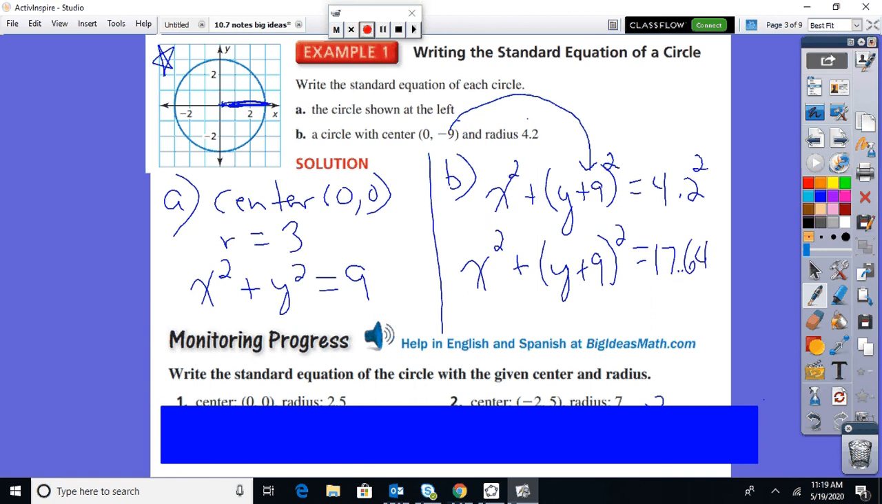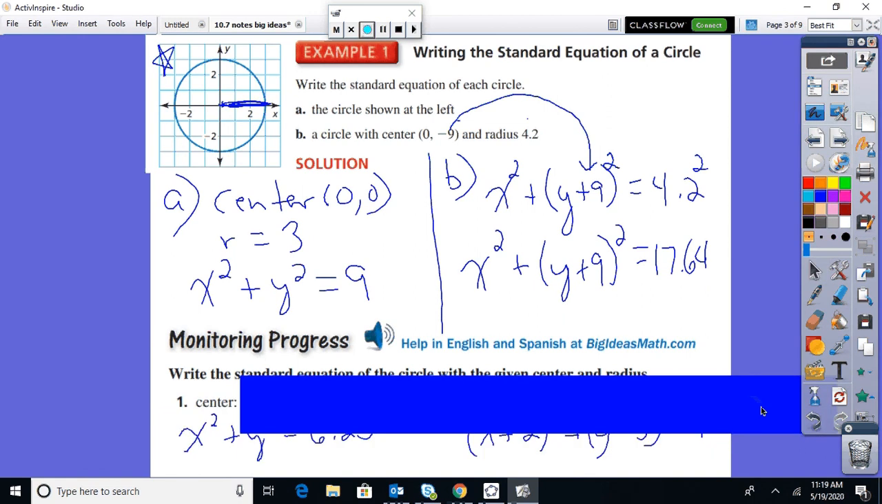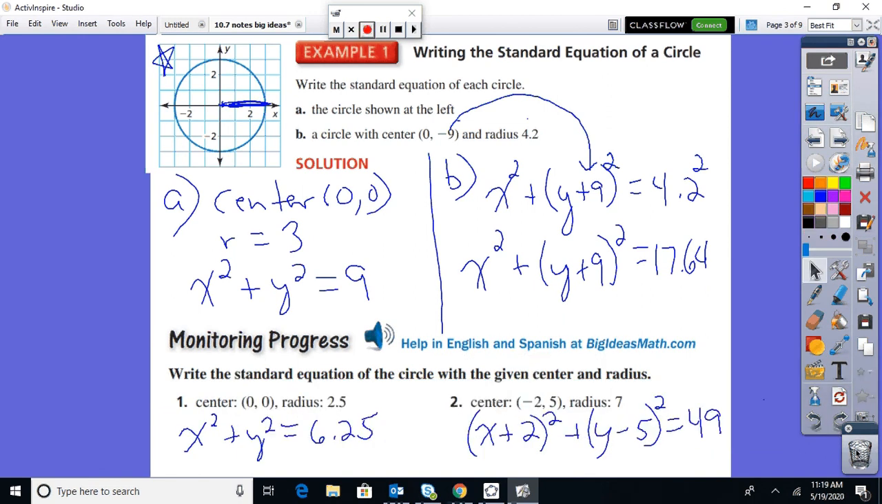All right, so now try the monster progress real quick. Pause it at the bottom of the page here. All right, and back again. Hopefully you got x squared plus y squared equals 6.25. And number 2, you've got x plus 2 quantity squared plus y minus 5 quantity squared equals 7 squared, which is 49.